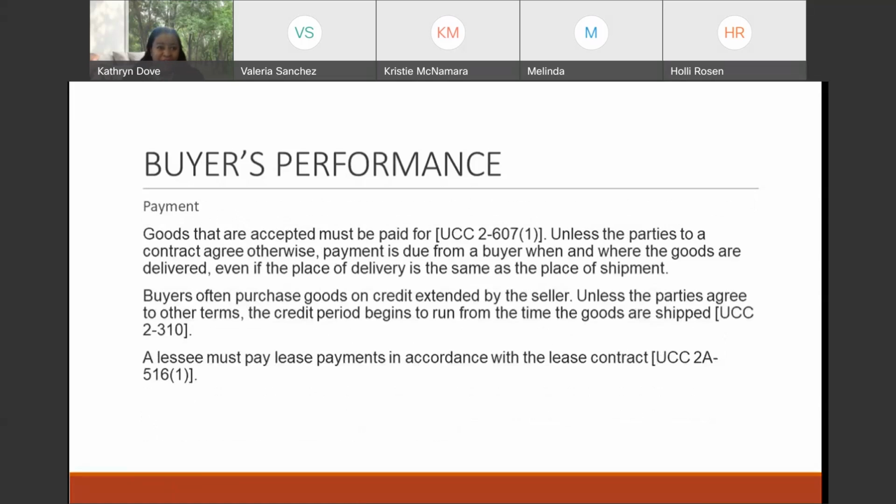Okay, what else does the buyer have to do to perform? Pay. Goods that are accepted must be paid for. That's UCC 2-607, Section 1. Unless the parties to a contract agree otherwise, payment is due from a buyer when and where the goods are delivered, even if the place of delivery is the same as the place of shipment. Buyers often purchase goods on credit extended by the seller. Unless the parties agree to other terms, the credit period starts when the goods are shipped. If it's a lease, the lessee must pay the lease in accordance with the terms of the lease agreement.